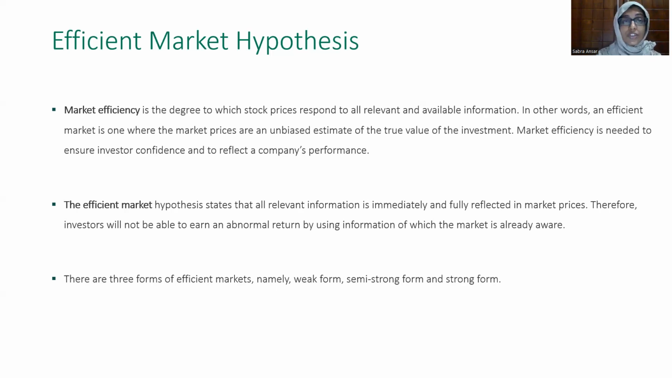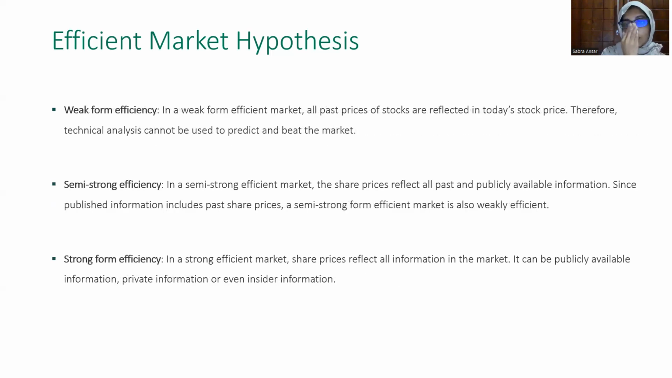When we talk about the efficient market hypothesis, we need to understand that there are three forms of efficient market. The first is called the weak form, the second is called the semi-strong form, and the last is called the strong form. So there are three types of efficient markets: the weak form, then the semi-strong form, thereafter the strong form. Moving on, we'll try to understand what each form means.